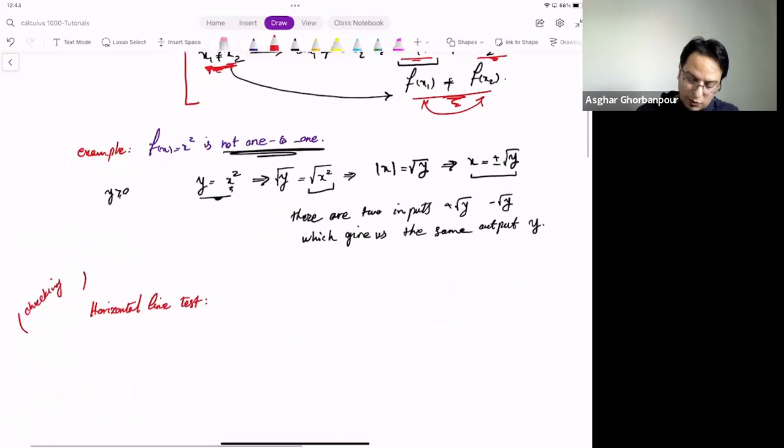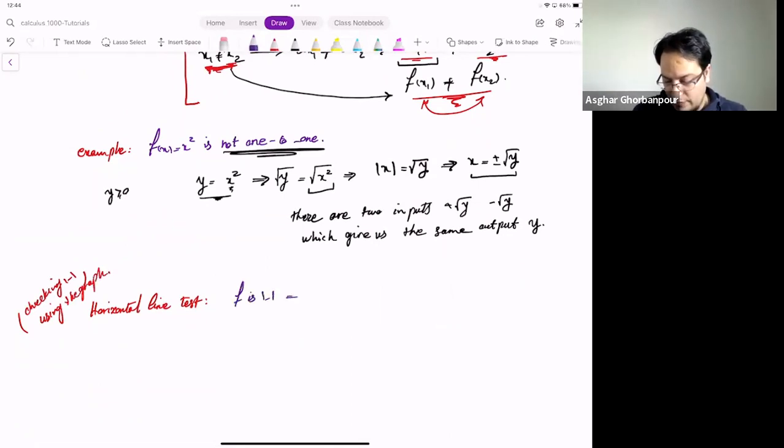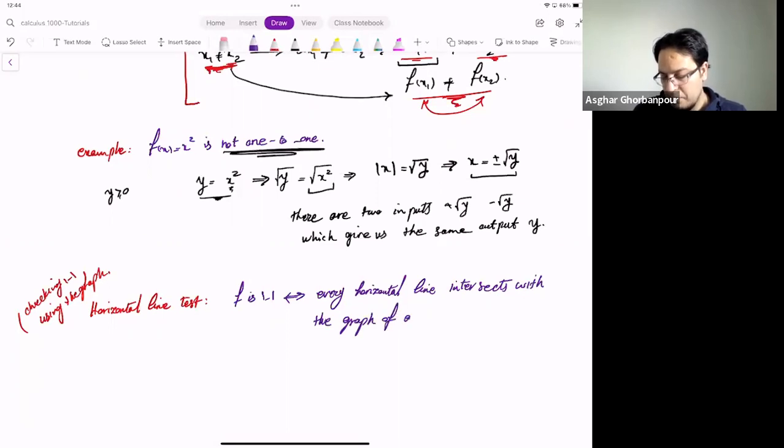Okay, checking one-to-oneness using the graph. This is a simpler way if you know the graph. Well, how does that work? So f is one-to-one if and only if every horizontal line intersects the graph of f at most once.